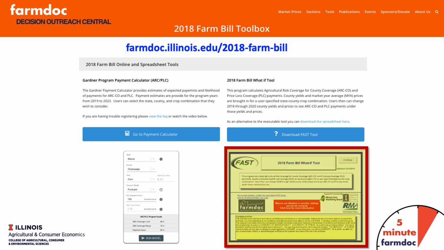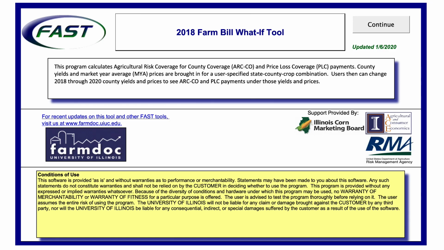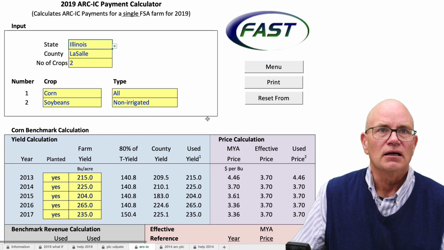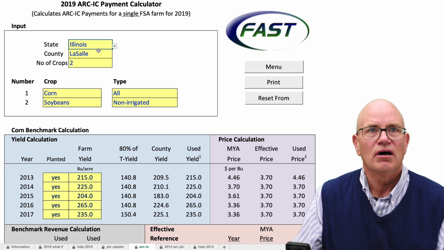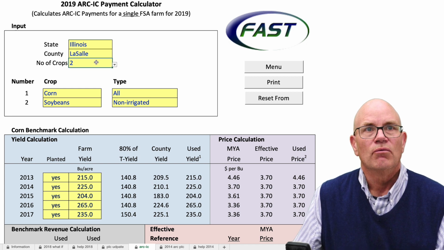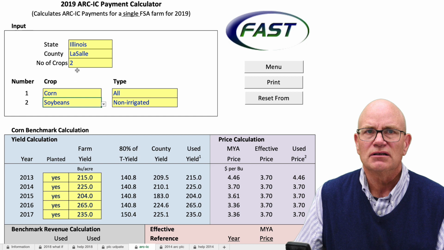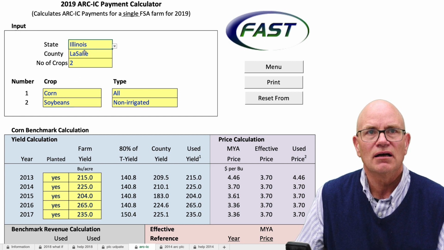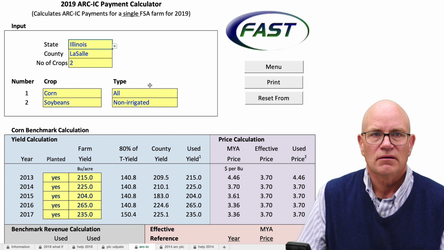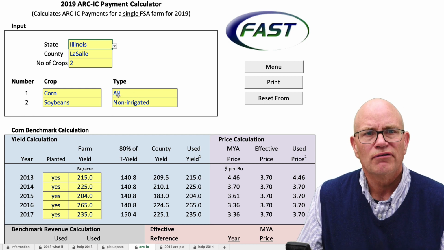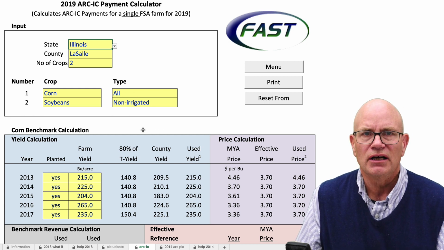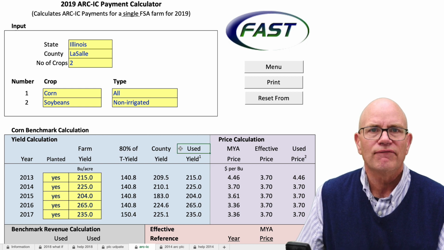Once you get that calculator, and again, it's a Microsoft Excel calculator, you see the normal splash screen, and we want to go to our ARCIC calculator, which is right here. So let's look at the case of an Illinois LaSalle County farm with two crops, corn and soybeans, and so you can enter anything in here or any county for where the farm is located.